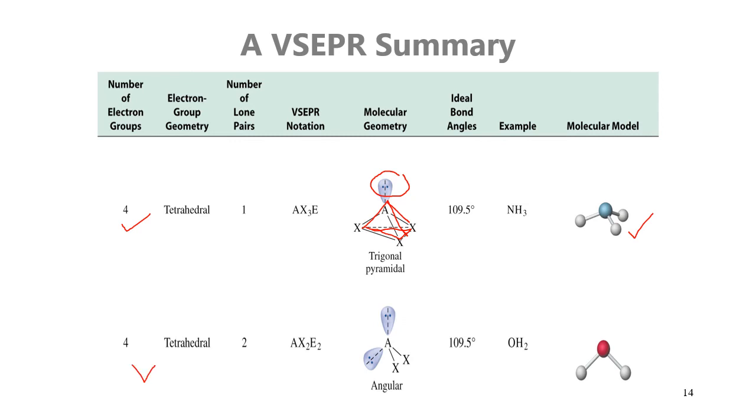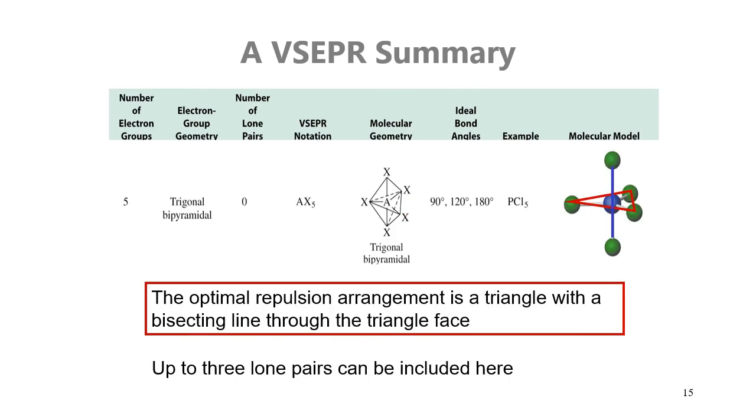And there's another case of tetrahedral with 2 lone pairs, AX2E2, and this is called angular because you can see AX2 here. However, it actually has one more, which is E2, 2 lone pairs. So the bond angle is still 109.5, for example, OH2 or H2O, water.